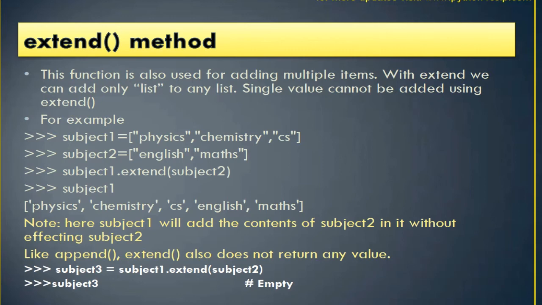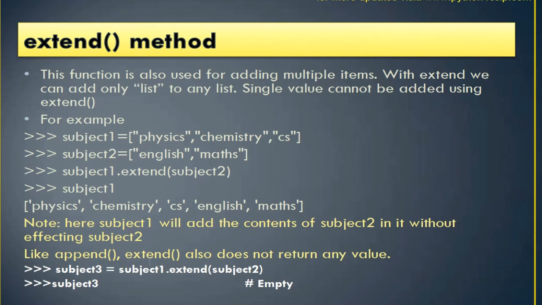For example, subject1 is physics, chemistry, CS, then subject2 is English and maths, and subject1.extend(subject2). So when you print subject1, you will get physics, chemistry, CS, English and maths. Basically, this is used for adding multiple items. With extend, we can add only a list to any list. Okay, note here, subject1 will add the contents of subject2 in it without affecting subject2. Like append, extend also does not return any value.